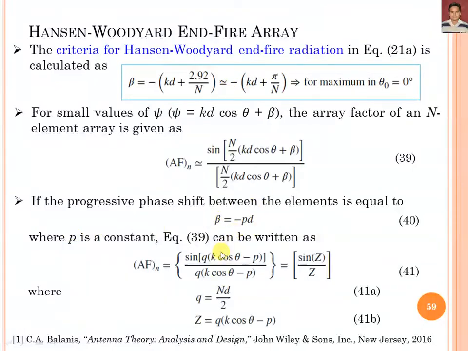So we have rewritten the array factor equation by considering β equal to −pd, and we are putting ψ equal to kd cos θ − pd in this array factor. Then we calculate the array factor in this form, which is equal to sin z/z, where q equals Nd/2 and z equals q(k cos θ − p).